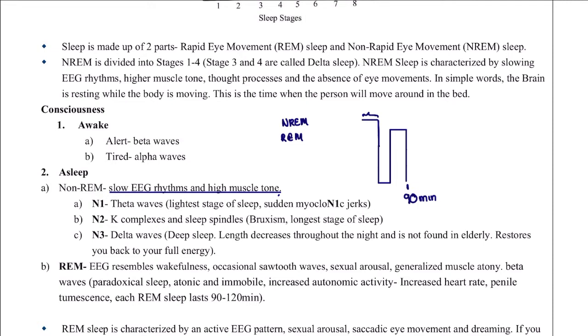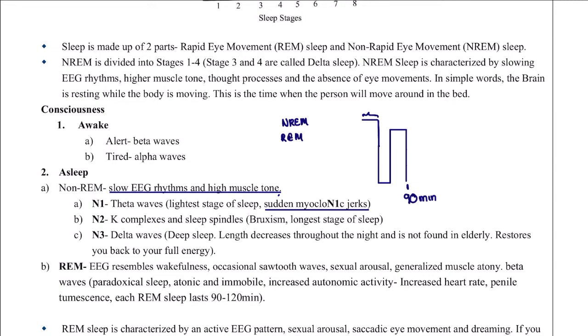Now, when we talk about N1 sleep, there is a classic EEG finding called Theta Waves. And this is the lighter stage of sleep. And this is when you would suddenly have myoclonic jerks. Now, you might have experienced this while you were sleeping. You had a sudden urge to kick out, and you do that.